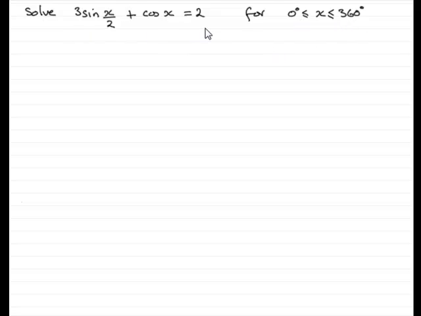So, how do we solve an equation like this? Well, the first thing I notice is that we've got different angles, x and a half x. And I also notice that this angle is double this angle. Generally, it's a good idea to aim to get the same angle in a trig equation. It's not always possible, but in this one it is, because this angle is double this one. And when that happens, you can often use what we call the double angle identities.